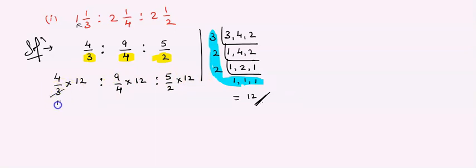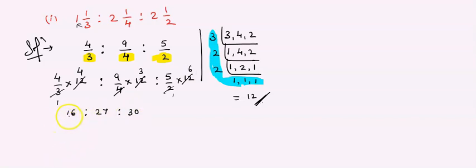Then 3 1s are 3, 3 4s are 12, 4 4s are 16. 4 1s are 4, 4 3s are 12, 9 3s are 27. 2 1s are 2, 2 6s are 12, 5 6s are 30. So 16 is to 27 is to 30.